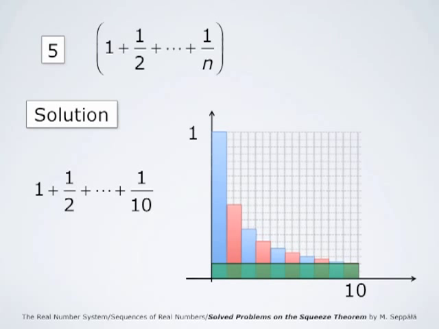It means that the area of this green rectangle is less than the combined area of the blue and red rectangles. So in this case, it simply means that 1 plus 1 half plus and so forth plus 1 over 10 is greater than 10 times 1 over 10, which is 1. Now this seems completely obvious because of course 1 plus 1 half plus and so forth is greater than 1. But it is the argument that counts here. This 10 here in this estimate is the length of the base of this green rectangle, and 1/10 is the height of this green rectangle.